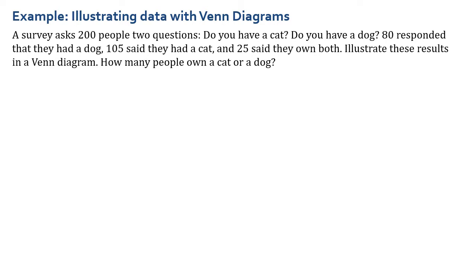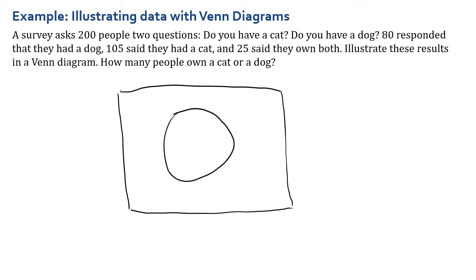Okay, so let's illustrate this data in a Venn diagram. So we have 2 different sets that we're looking at. We have the set of people who own cats and the set of people who own dogs. This said that there were 25 that owned both. I always start in those overlapping parts and then move out.